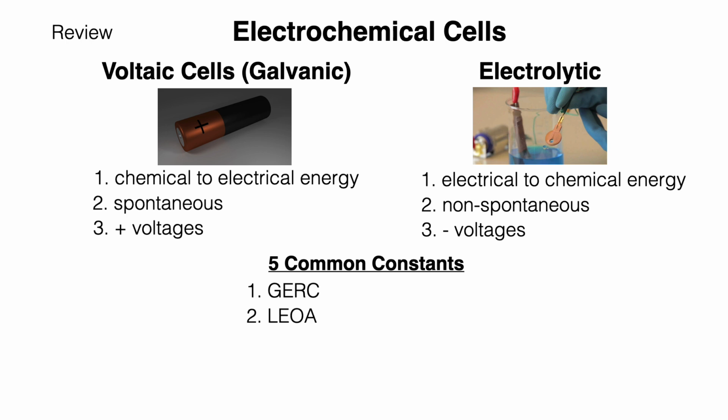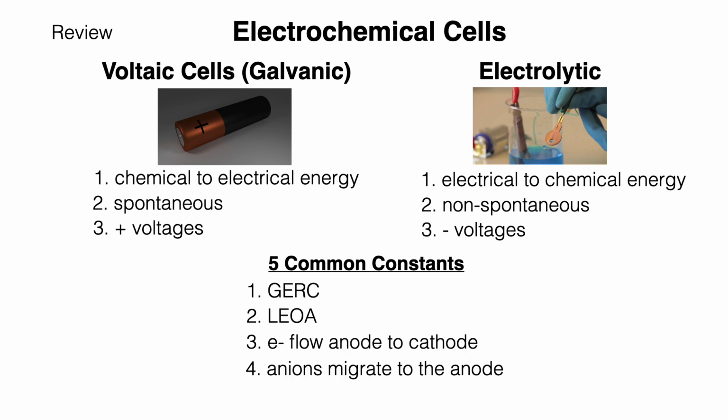The five constants, however, are all the same. Gain of electrons, reduction, still occurs at the cathode, loss of electrons, oxidation, at the anode. Electrons flow anode to cathode, anions migrate to the anode, and cations swim to the cathode.